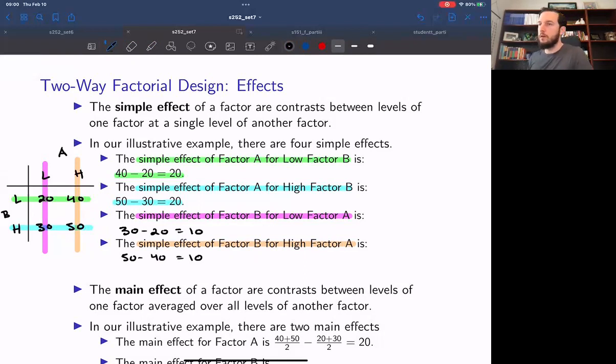So the simple effects, very briefly, are just the differences between two levels of one factor while you're fixed at the other factor. And hopefully this color-coded example makes sense.